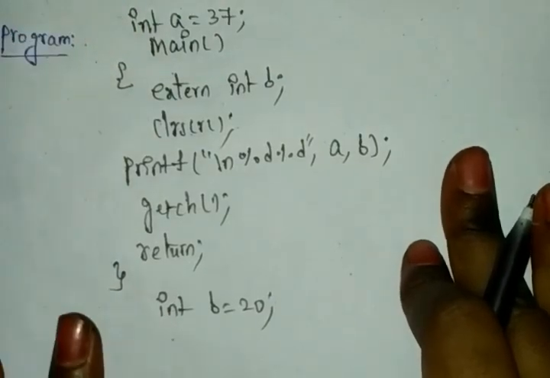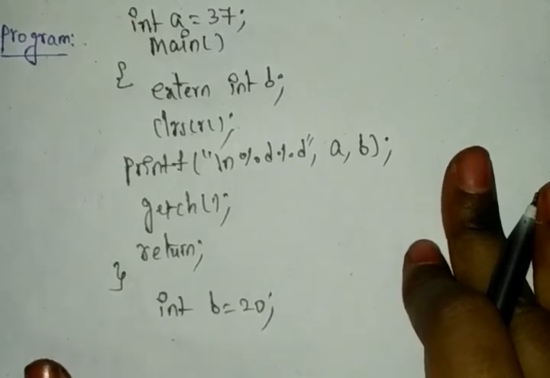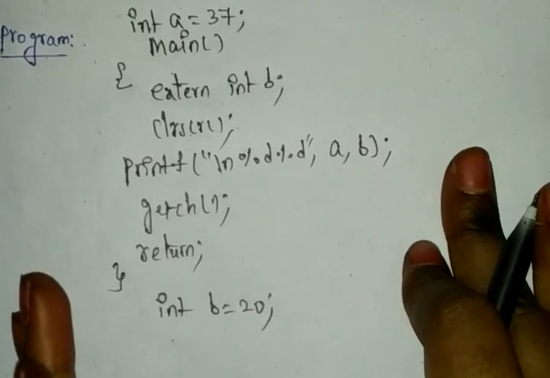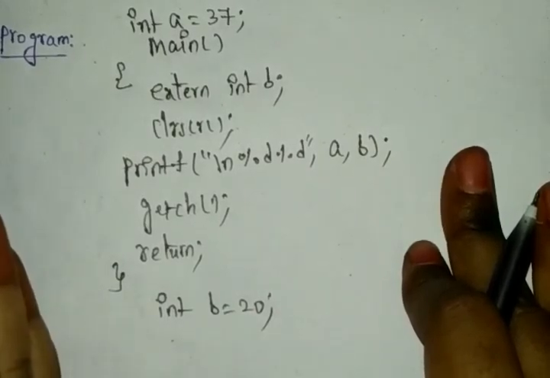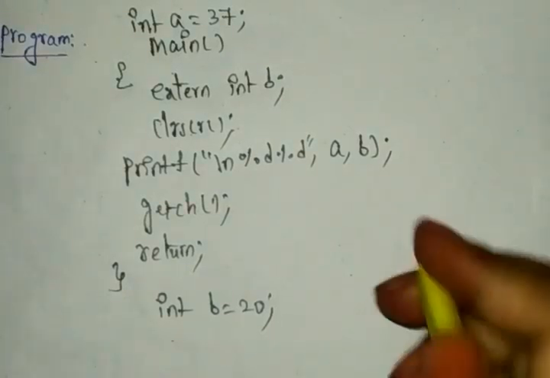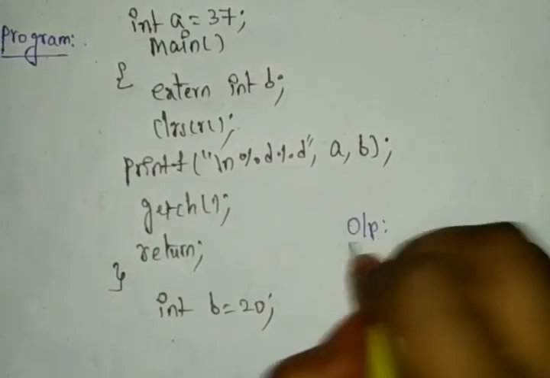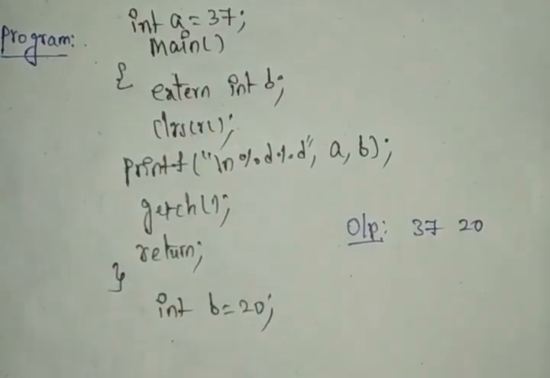So in that case, this external storage class has a lifetime till the program is completely executed. And you can see it gives our output as 37 and 20. Like this, it gives our output.